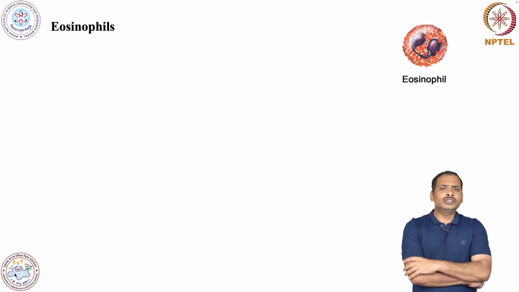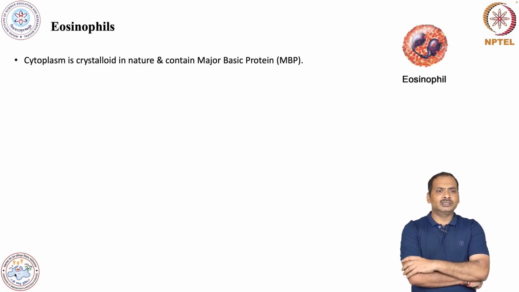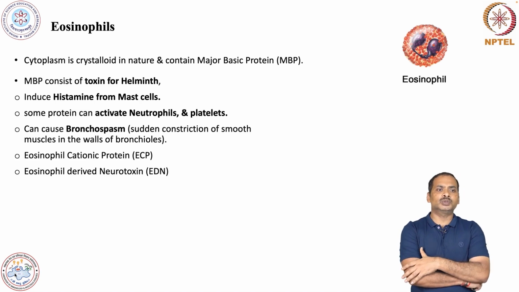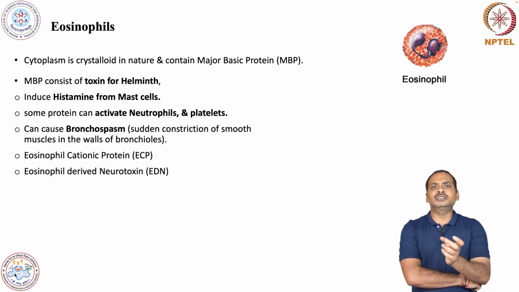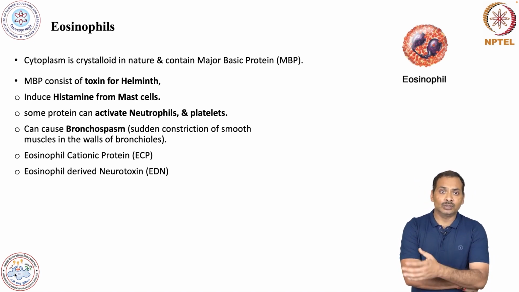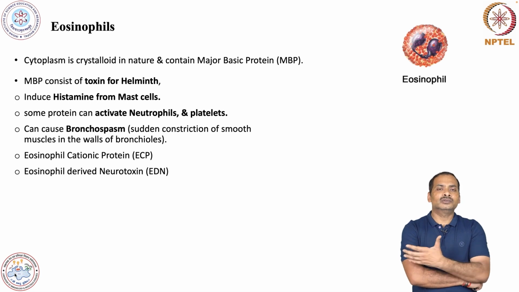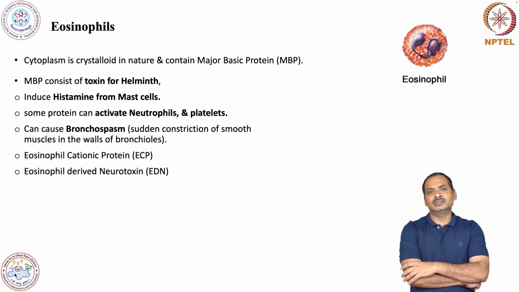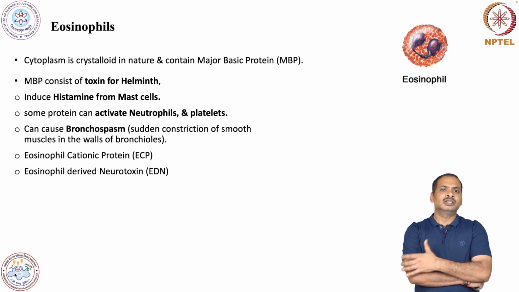So eosinophil has a granular cytoplasm, which is crystalloid in nature, and it consists of major basic protein. And what is this major basic protein? It's basically a toxin to helminths or big parasites, like Taenia solium or Ascaris. One is a flatworm, another is a roundworm. Probably you have studied this in class 10th or 12th or maybe 11th, I don't know.